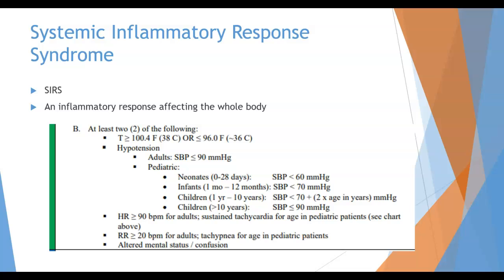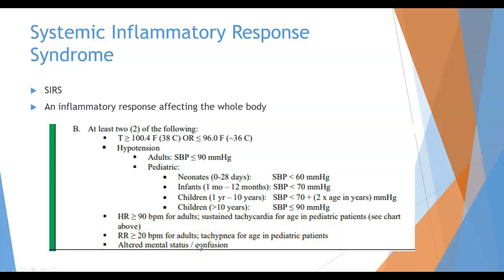It's an inflammatory response that needs to be sustained. If it's not going away, then we have an issue. So just make sure that when you're counting the heart rate as one of the criteria, they didn't just do some strenuous activity. Same for respirations, really. Respirations greater than 20, and then tachypnea for the age of pediatric patients. Altered mental status, confusion.